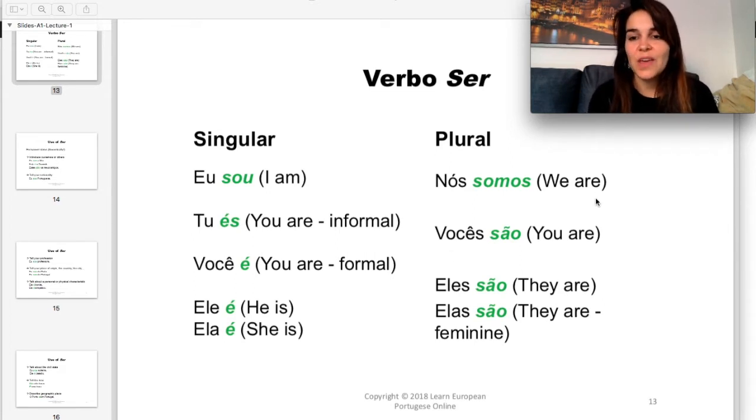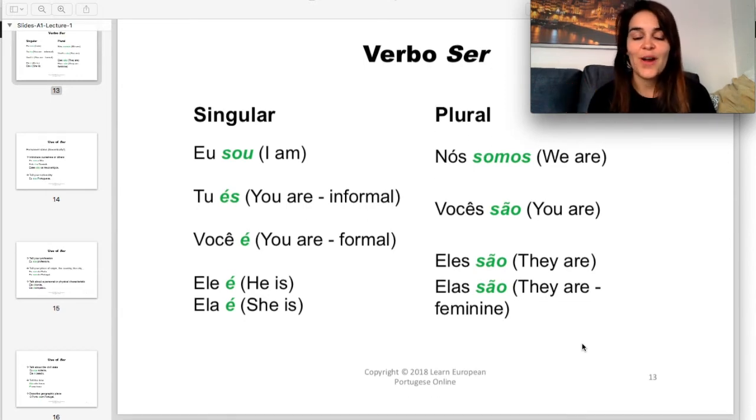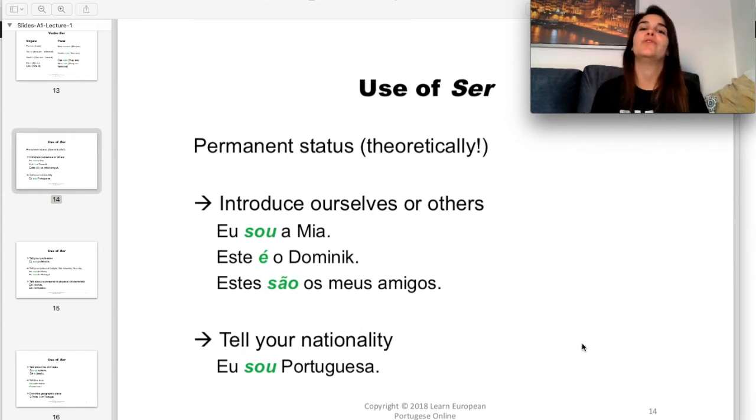Nós somos is we are, and vocês são is you are, plural, so you all are. And then eles são, they are, and elas são, it's also they are, but for feminine, so when you have only women, for example. So again, I'm gonna repeat. We have eu sou, tu és, você é, ele é, ela é, nós somos, vocês são, eles são, elas são. Okay, so this is the conjugation. That's the easier part. But when should you use this verb?